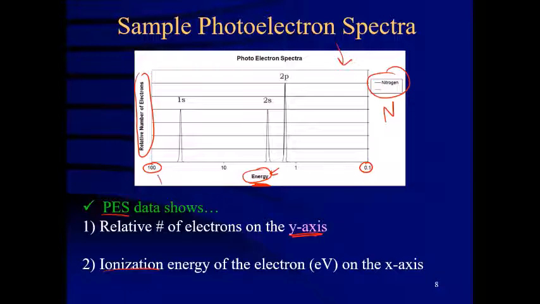The higher the binding energy or ionization energy right here, this is going to be the side that's closer to the nucleus because it has the stronger force. So the one that's closest to the higher energy side is always going to be the 1s. That's going to be the first energy level because that one's the closest to the nucleus. So of course it's going to experience the highest force of attraction.